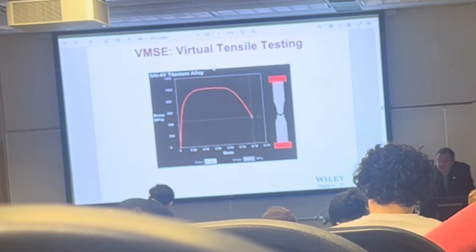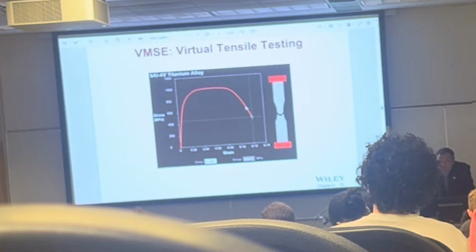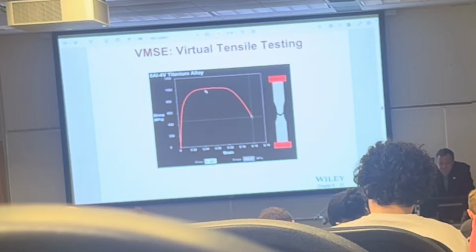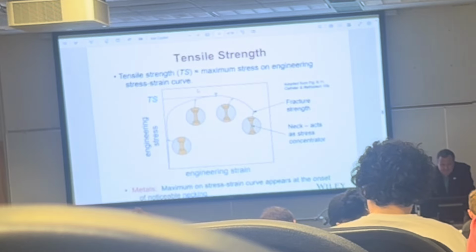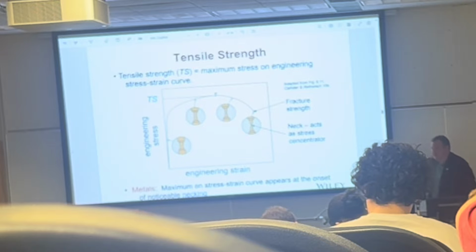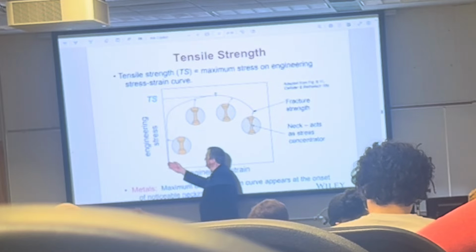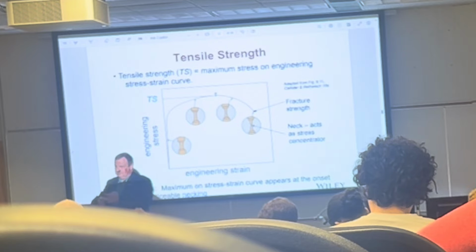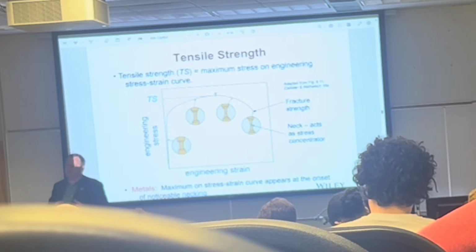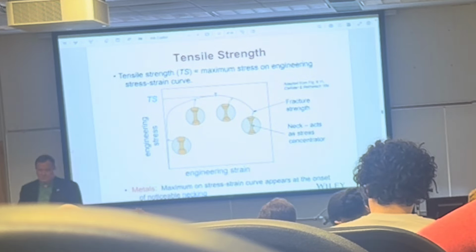In Virtual Material Science, there's a module on tensile testing for different materials. Let's discuss what happens when we take the material and stress it. So in that tensile machine that I showed you, we apply the load.